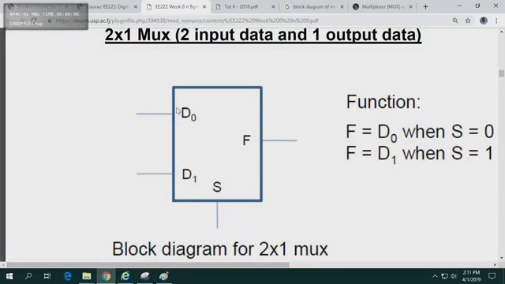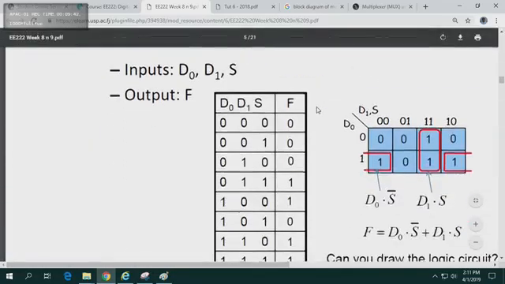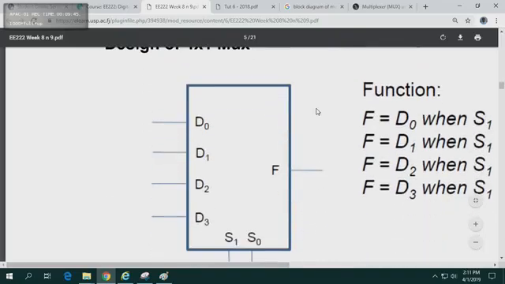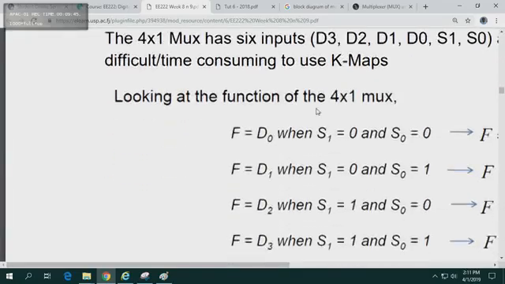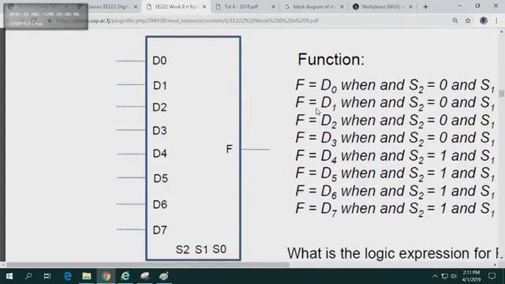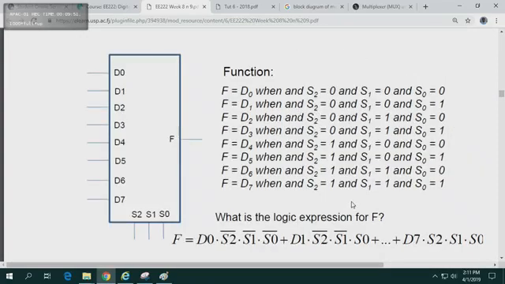Let's look at the 4 by 1. There we go, 4 by 1. Only one output. What about over here? 8 by 1. Only one output, right? So from that, you should be able to conclude, hey, if there's 8 data lines coming in, you need how many control lines? You need 3 control lines.